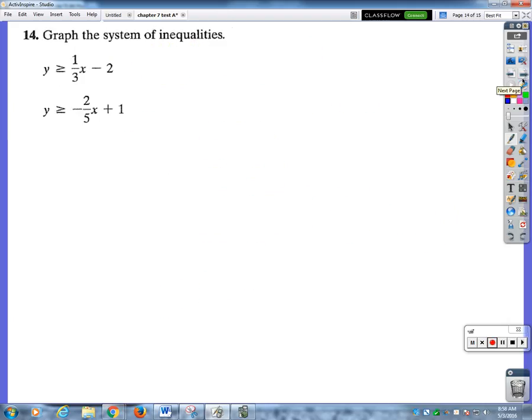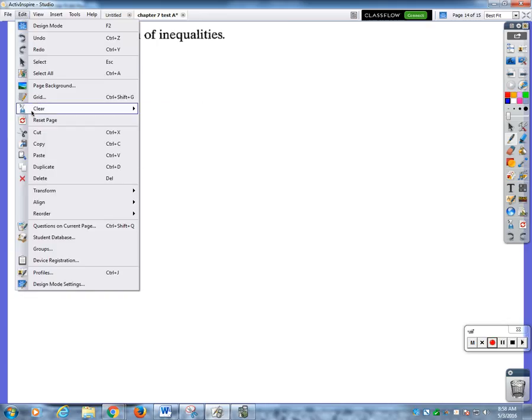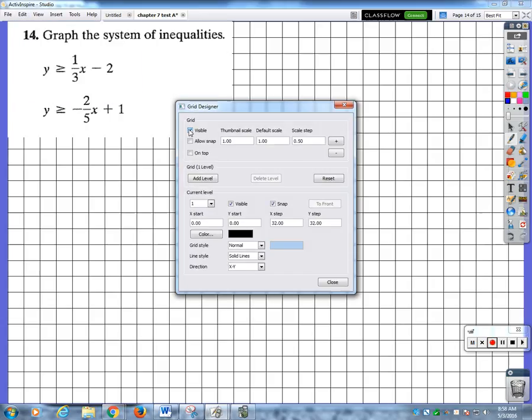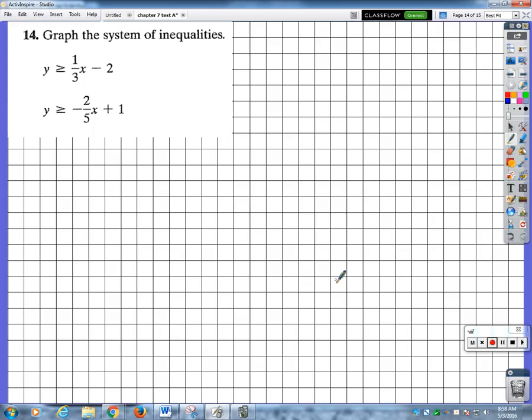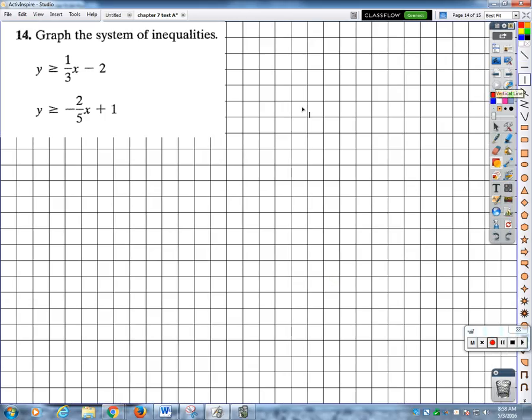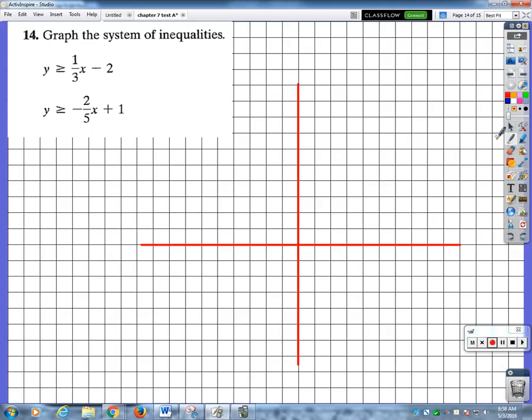Okay, so graph the system of inequalities. So I need some graph paper for this. You have a little graph on your thing? Yeah. Okay. So they're both linear. The first one, what do we know about it?